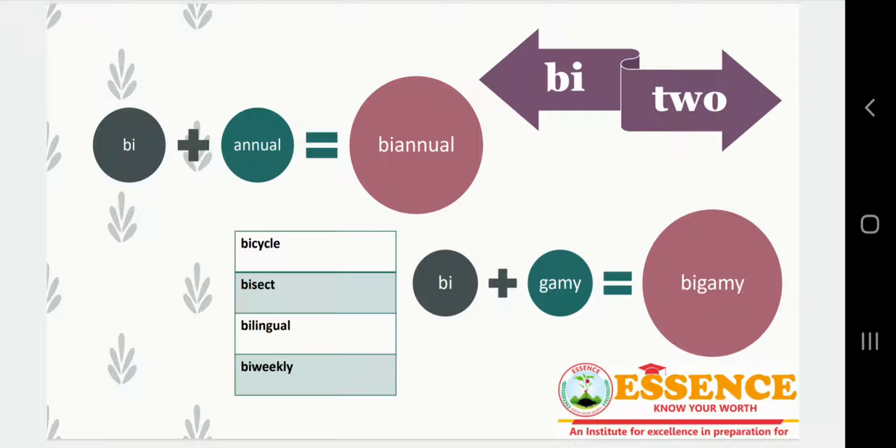I hope this is clear. It is not very difficult. Yes, a little practice. If I see the letters B and I together in my word, it means two. Anything to do with two will be said to be bi, right?